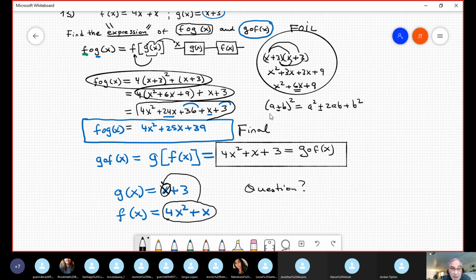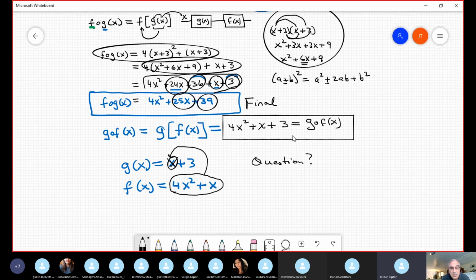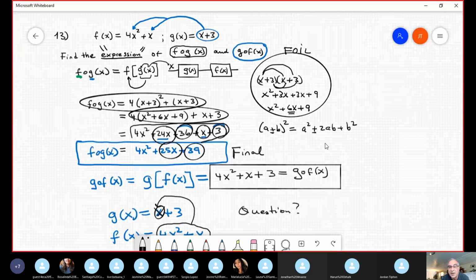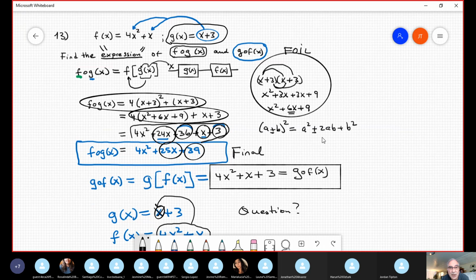No, because I combine 36 plus 3 is 39, no? And 24 and 1x is 25. No, go down. Go down. Okay, go down. We're talking about g of x now. Oh, g of x is just x plus 3.